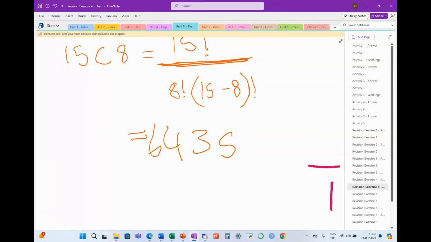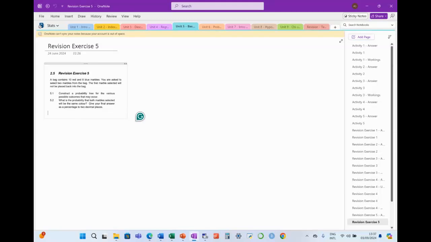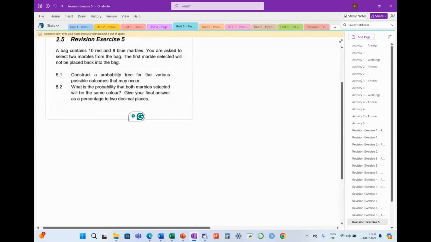Remember when we first discussed it, I was telling you guys, if I'm coming from Centurion to Varsity College Waterfall, what are the different routes that I can use to get to campus? We're not concerned about order, it's just about the combination of ways that we can get there. So that was revision exercise 4. Now I want us to go to revision exercise 5. Something a little more interesting, I would think.